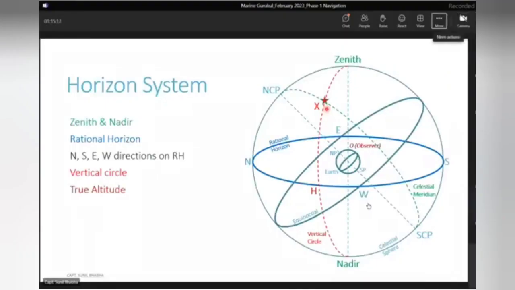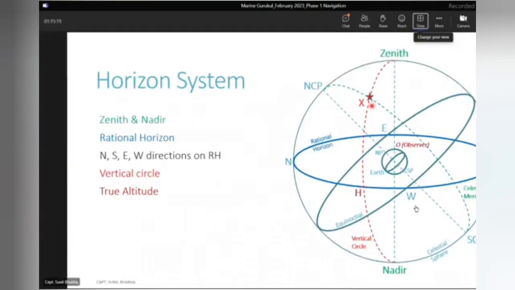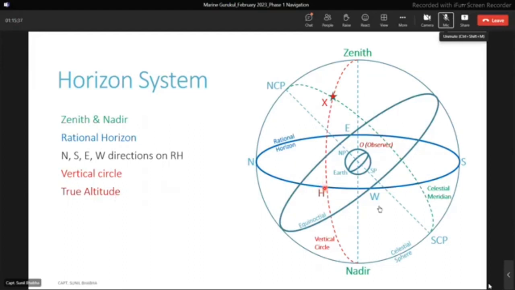I would have cut it and gone straight away to the coordinate system used to specify the position of the celestial body. So how do we specify the position? Now one of the terms used to specify the position of the body is the true altitude of the body. True altitude basically tells us how much above the horizon a particular body is. So let us see the true altitude in this particular diagram now.